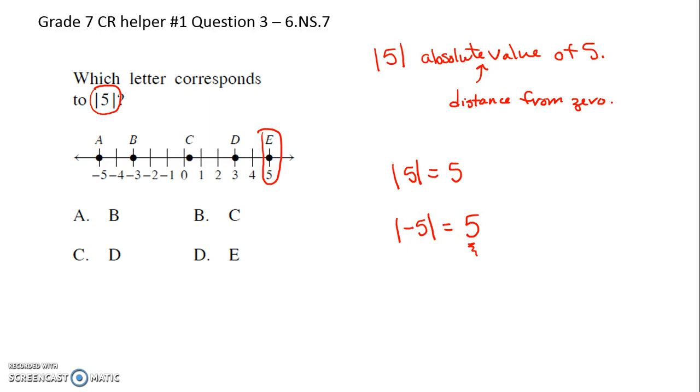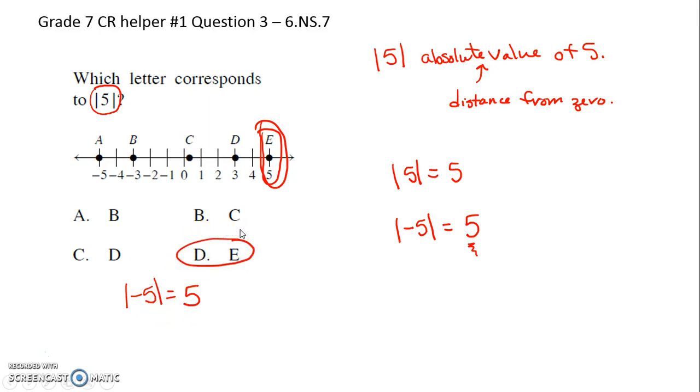So just be careful. Absolute value is a distance, so it's going to come out with a positive answer. So here, like if they asked you what's the absolute value of -5, the answer you would come up with here would still be E. Absolute value of -5 is 5.